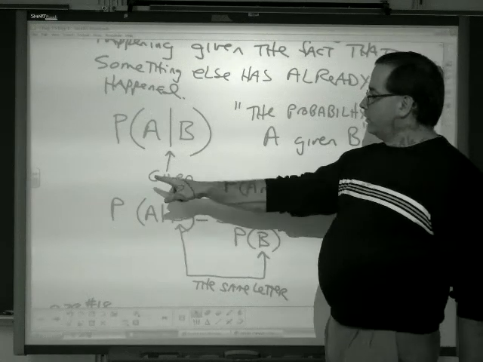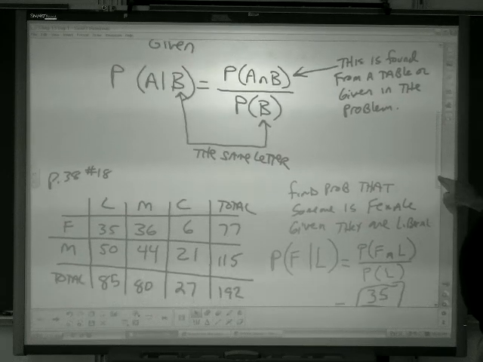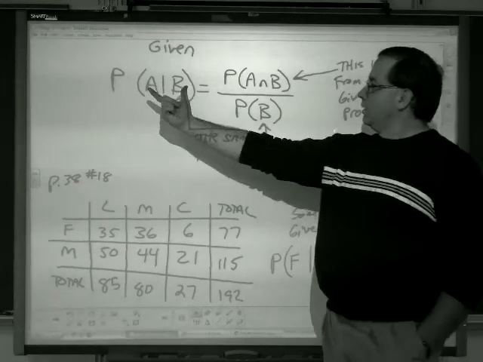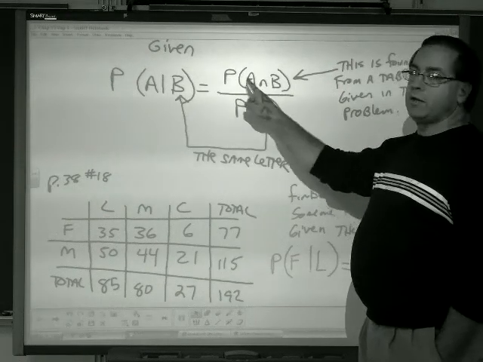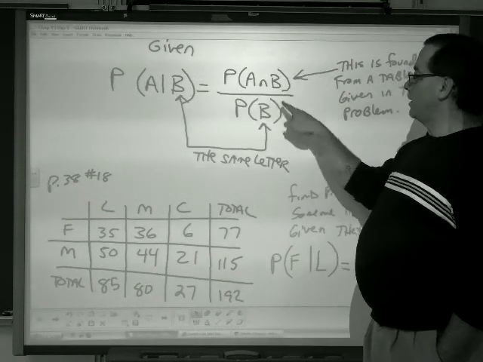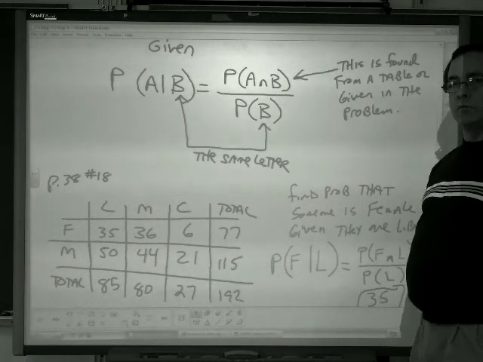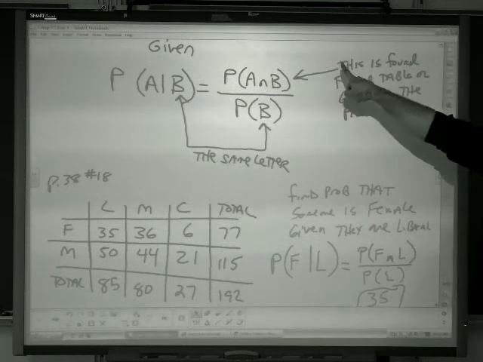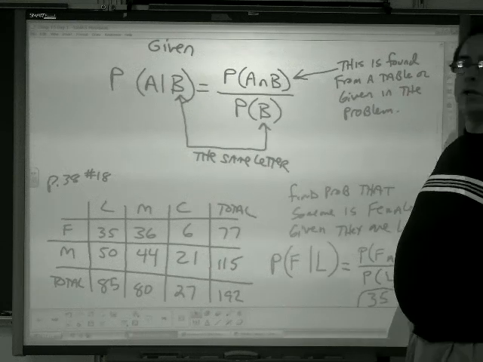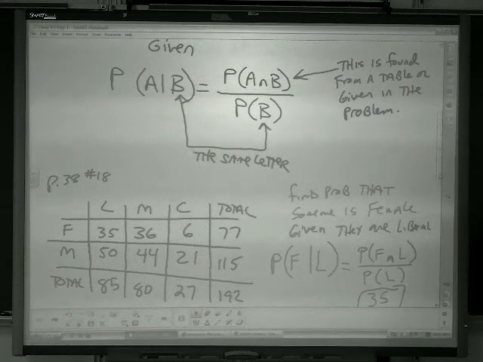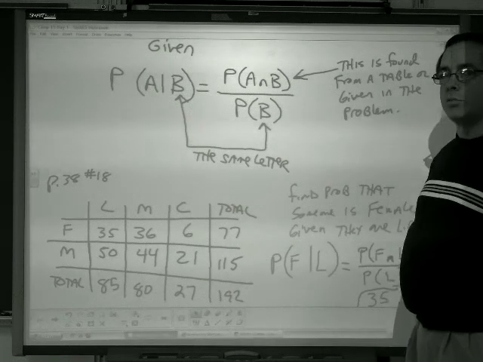The formula for conditional probability is the following. The probability of A given B is equal to the probability of A and B divided by the probability of B. Now, most of the time we use this formula with a table. And you can see this is found usually from a table. It's the intersection in the table like we did with chapter 3. Or it's given to you in the problem. It will tell you the chance of A and B happening right in the problem.